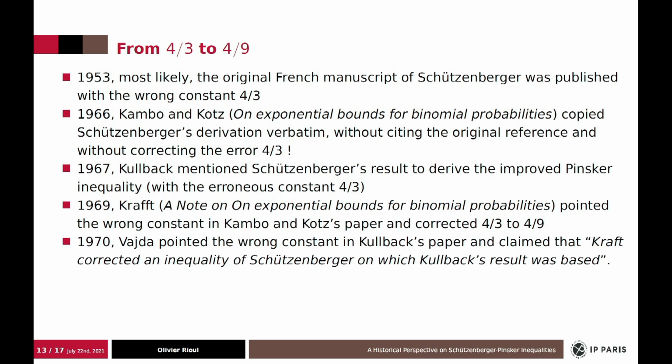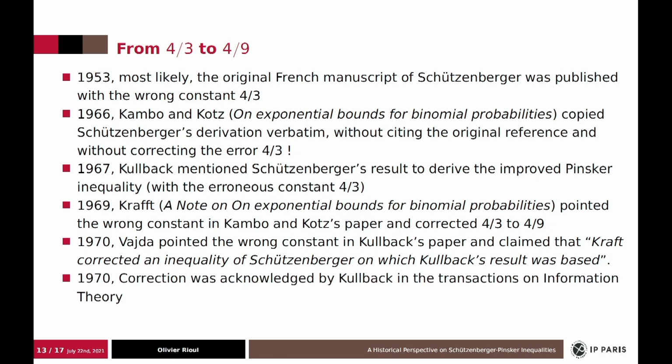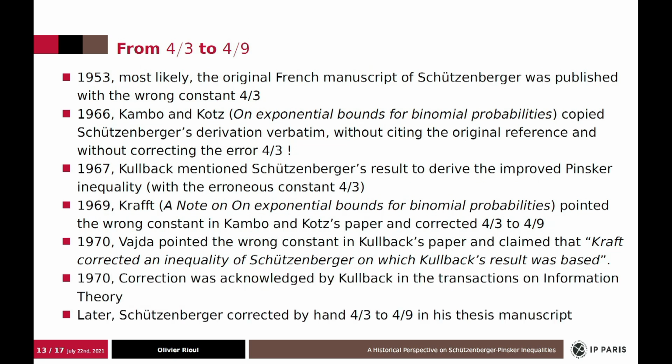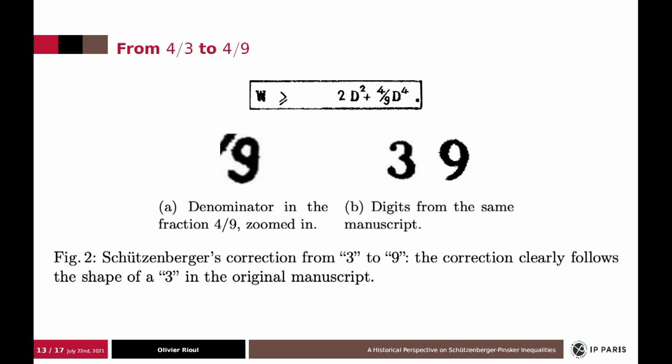And so Vajda was the one who pointed out that the constant was wrong in Kullback's paper. He said that Kraft corrected an inequality of Schützenberger on which Kullback's result was based. And this was acknowledged by Kullback in the same year. And then later, Schützenberger apparently corrected his manuscript by hand from a 3 to a 9, because this is the 9 that appears in his thesis, and actually the 3 has this form, and he apparently corrected it by hand with a pencil. Okay. All right.